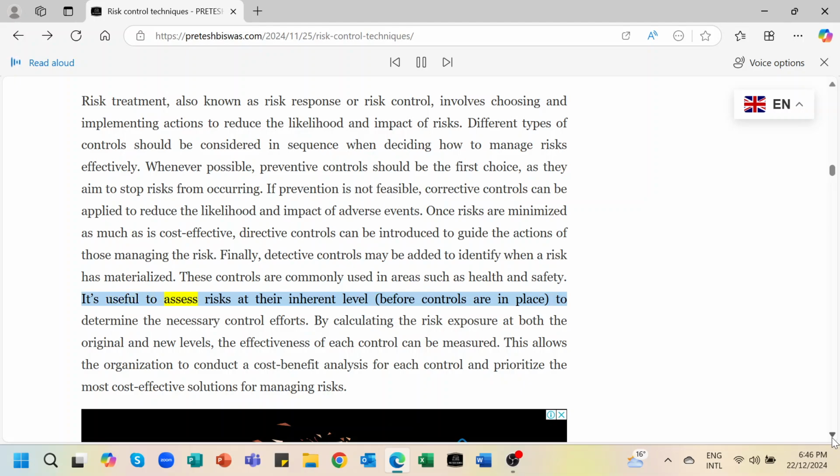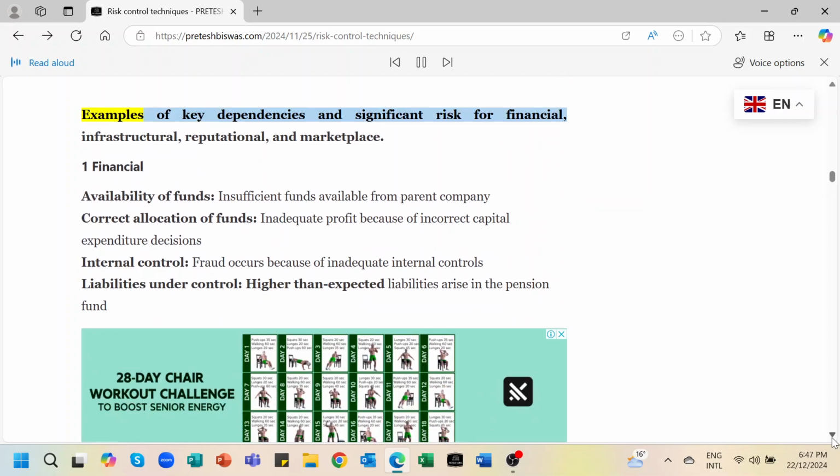It's useful to assess risks at their inherent level before controls are in place to determine the necessary control efforts. By calculating the risk exposure at both the original and new levels, the effectiveness of each control can be measured. This allows the organization to conduct a cost-benefit analysis for each control and prioritize the most cost-effective solutions for managing risks. Examples of key dependencies and significant risk for financial, infrastructural, reputational, and marketplace.